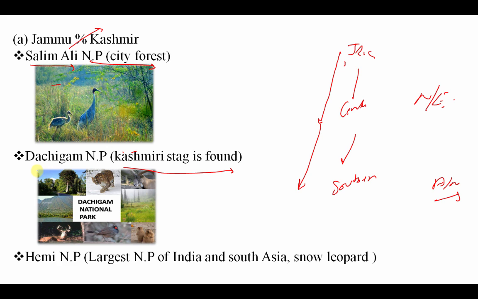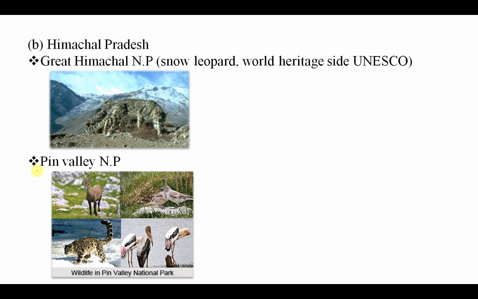First is the Salim Ali, second is the Dachigam, and third is the Hemis National Park. All these three national parks are in J&K. Now let's go to Himachal Pradesh.